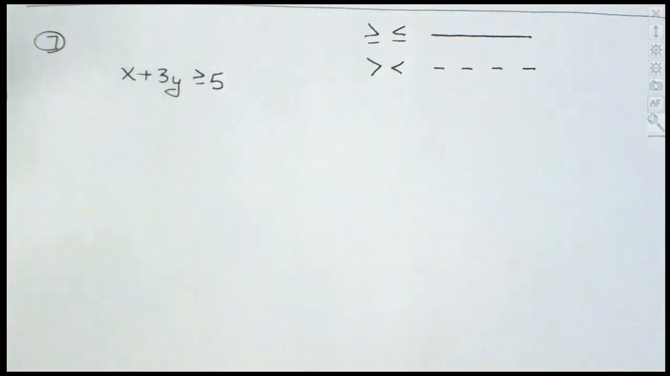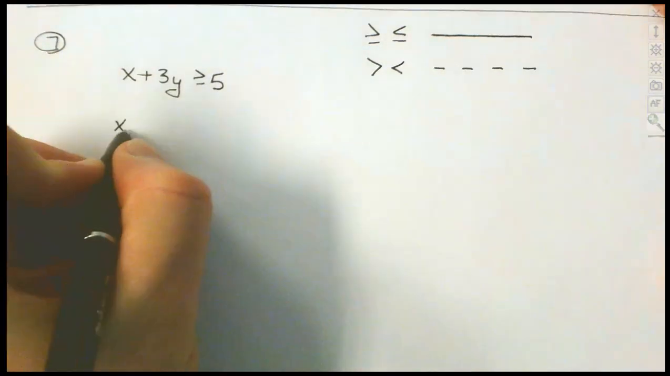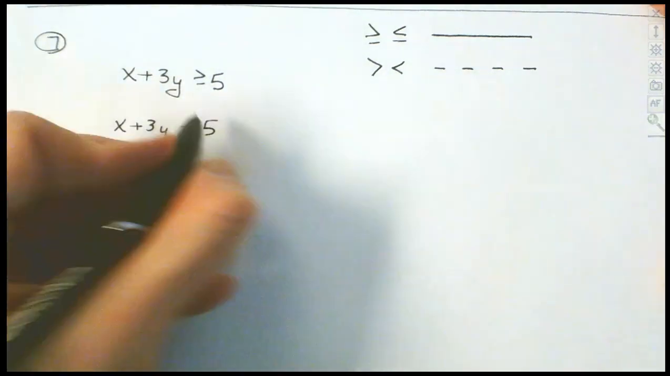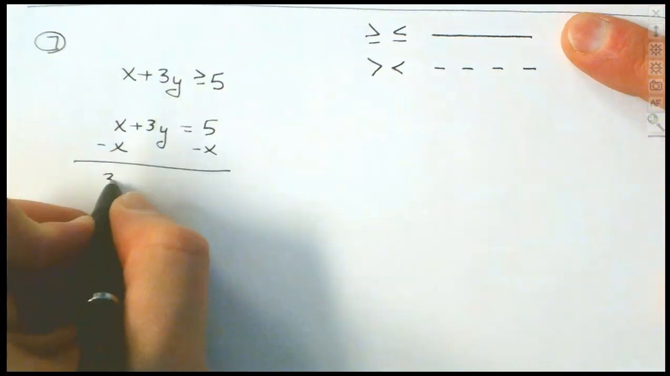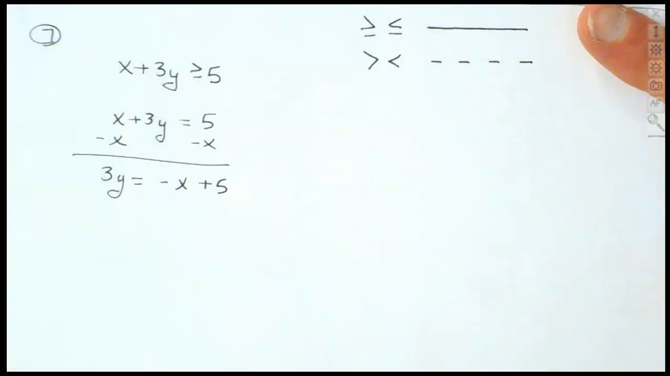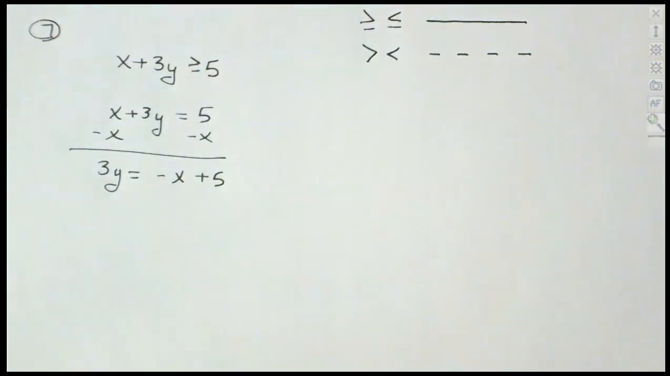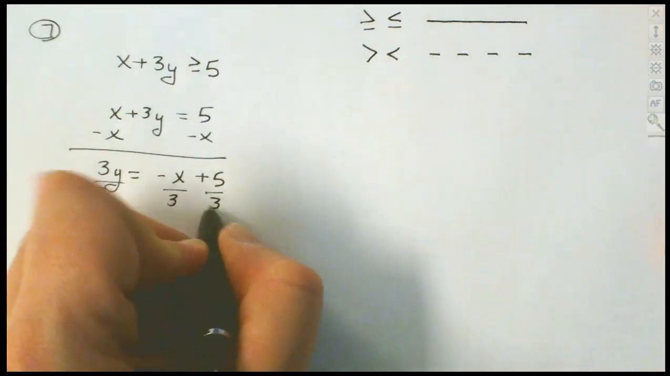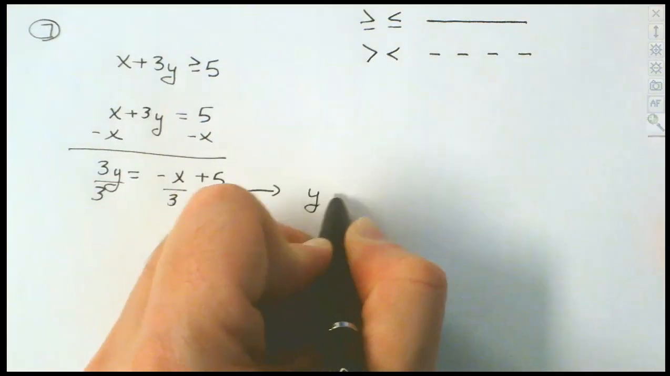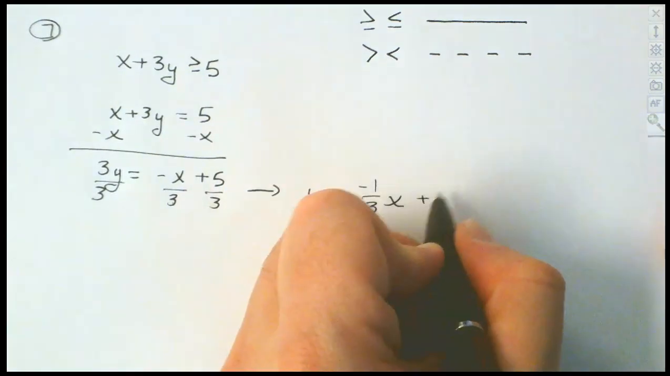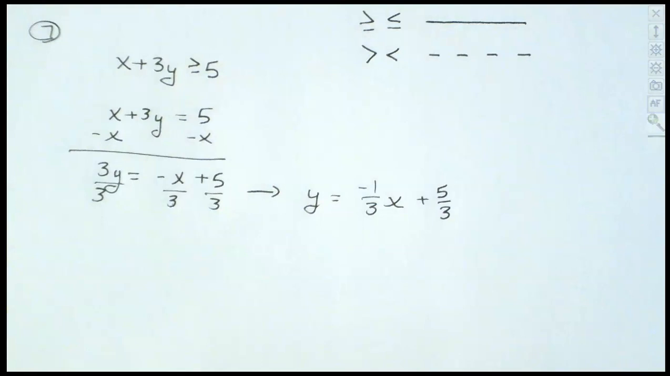Now, what do we need to do? Well, we replace that with an equal sign, and we solve it for y. So move that x over. We just made that inequality an equals, just so we can get our equation. Now we've gotten to this point. We're going to go ahead and divide by our 3. And now we have y equals, when we reduce it down, minus 1/3 x plus 5/3. So that's what we're working with.